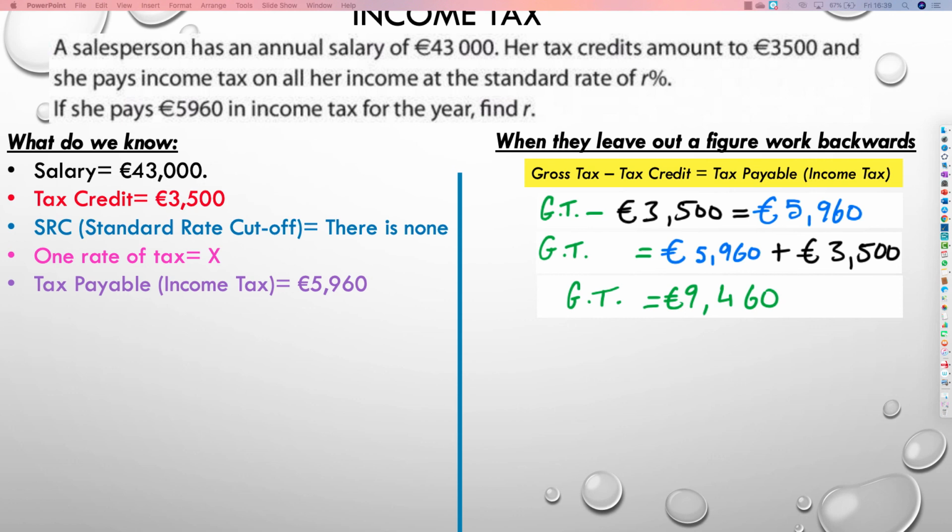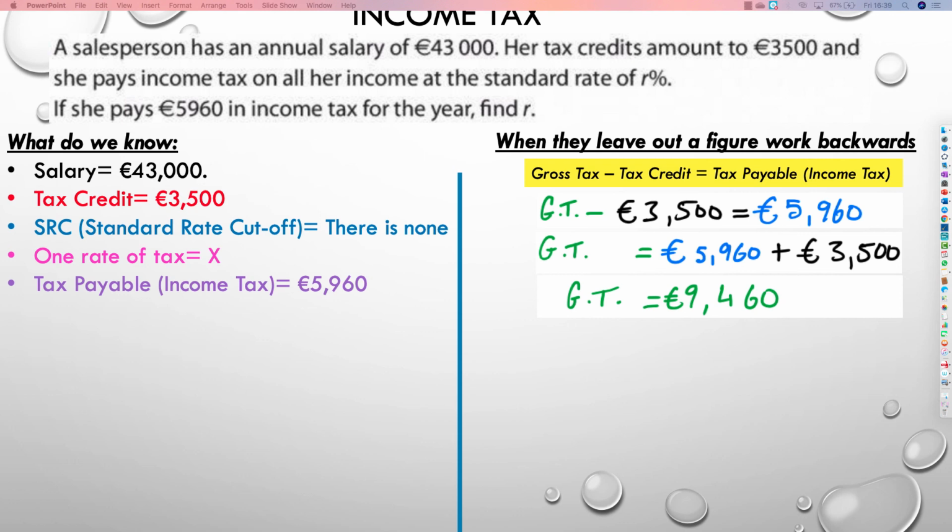Hope you got this in business again. How did you get your gross tax in your last question? What did you do? That one had more than one rate, but here we don't have two rates, we have one. So you multiplied the salary by the rate, didn't you? Her salary was 43,000. You divided by 100, multiplied by the rate. There you go. 9,460.